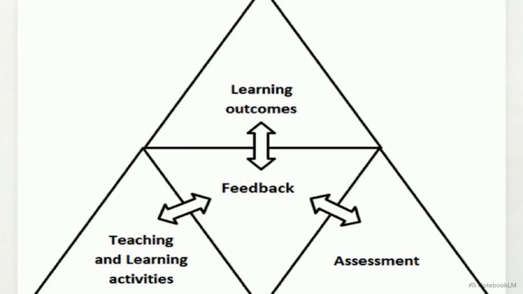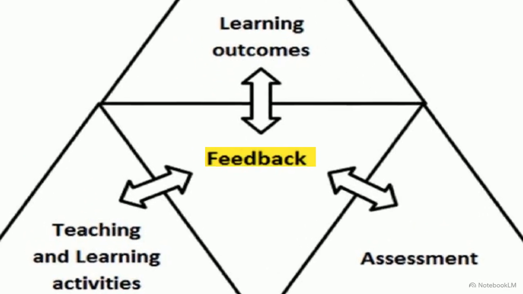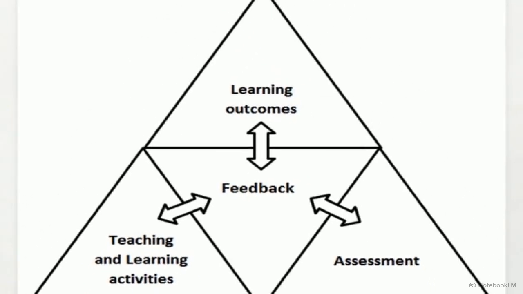The perimeter is defined by three foundations: learning outcomes, teaching activities, and assessment. These dictate what is taught and how it's measured. But the center node, feedback, is the engine that connects those three pillars. It is the mechanism that allows teaching to adjust based on assessment data to reach the intended outcome.